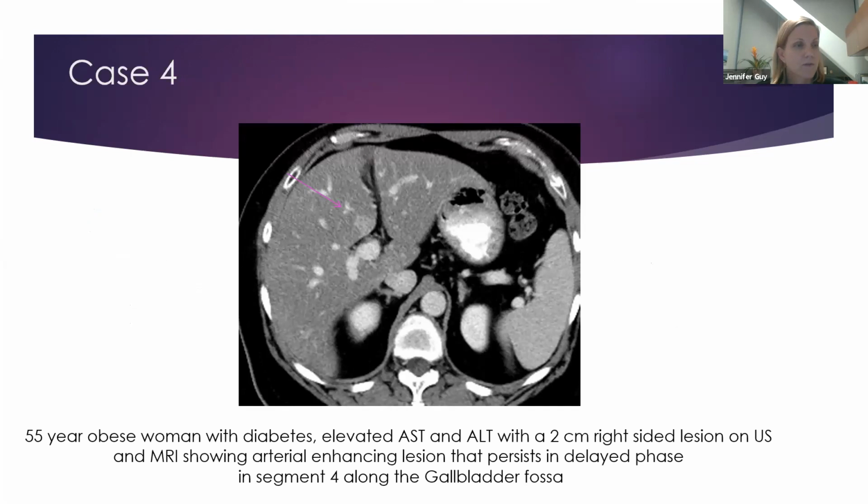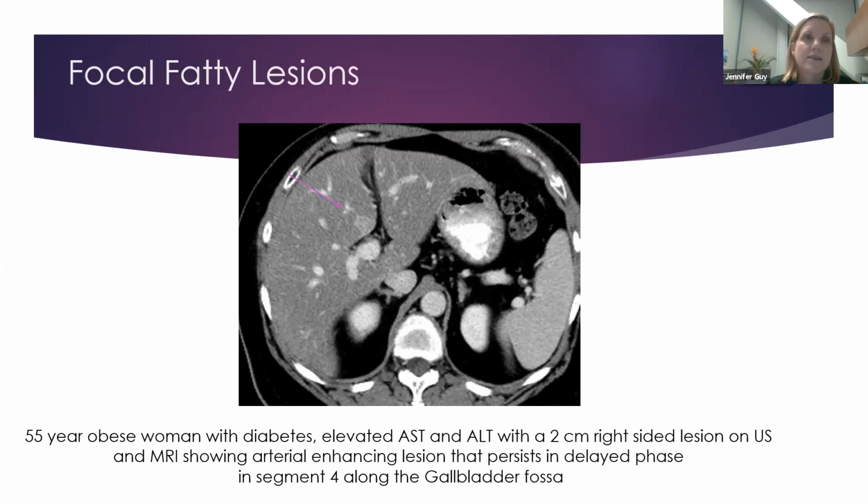This is a 55-year-old woman with diabetes, elevated AST and ALT, who had an ultrasound as a workup of that and has this 2-centimeter lesion on ultrasound. By MRI, it shows an arterial enhancing lesion. I gave you the hint of the pink arrow because it's quite hard to see, persists into the delayed phase and in segment 4 right by the gallbladder fossa.